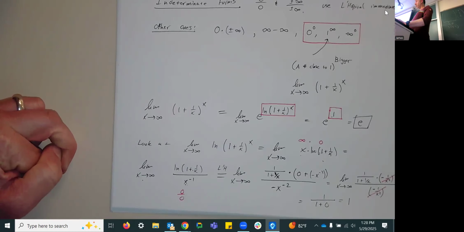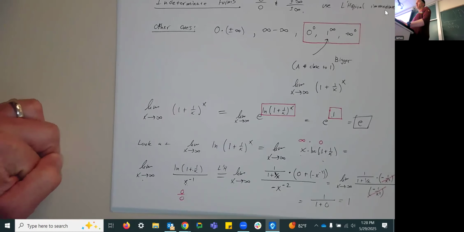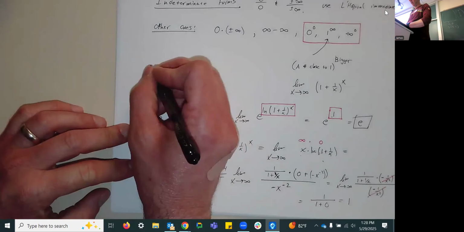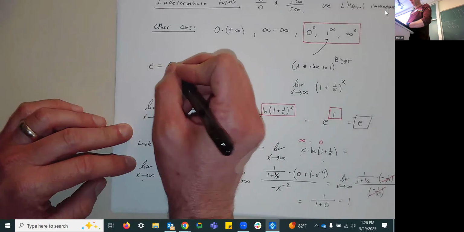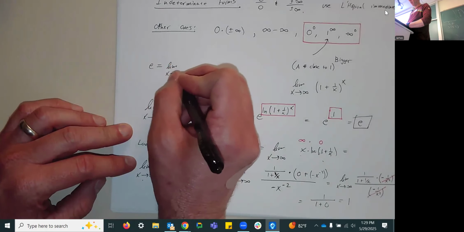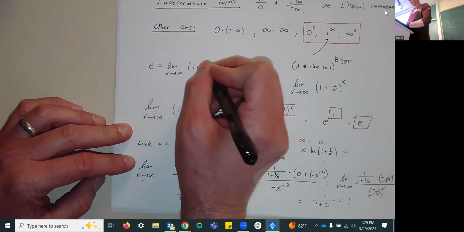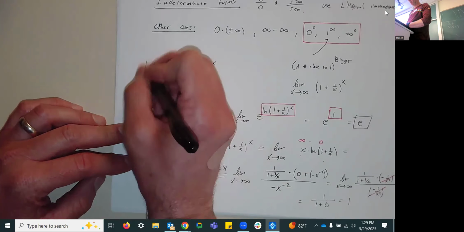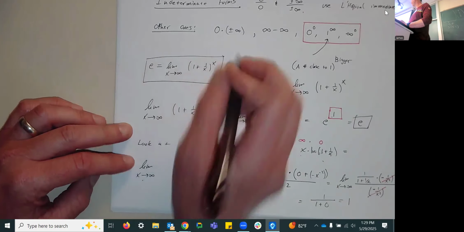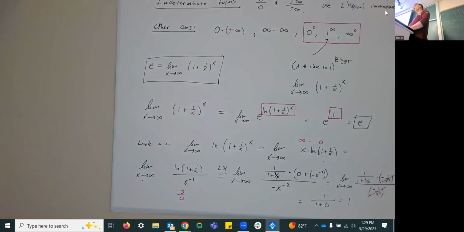I will mention here that this is actually how the number e is defined. e is defined to be equal to the limit as x goes to infinity of 1 plus 1 over x, to the x power. Kind of neat. And then I guess I shouldn't do another example because it's already almost 1:30. So I will stop there.